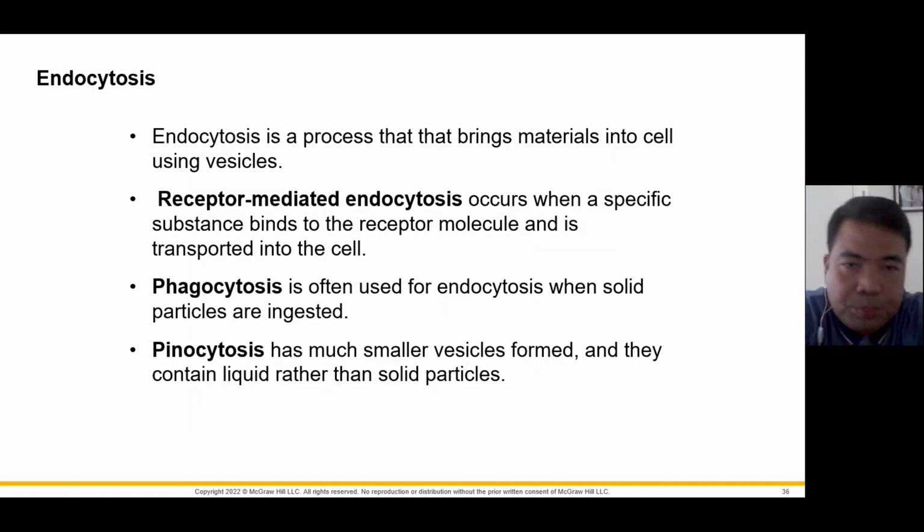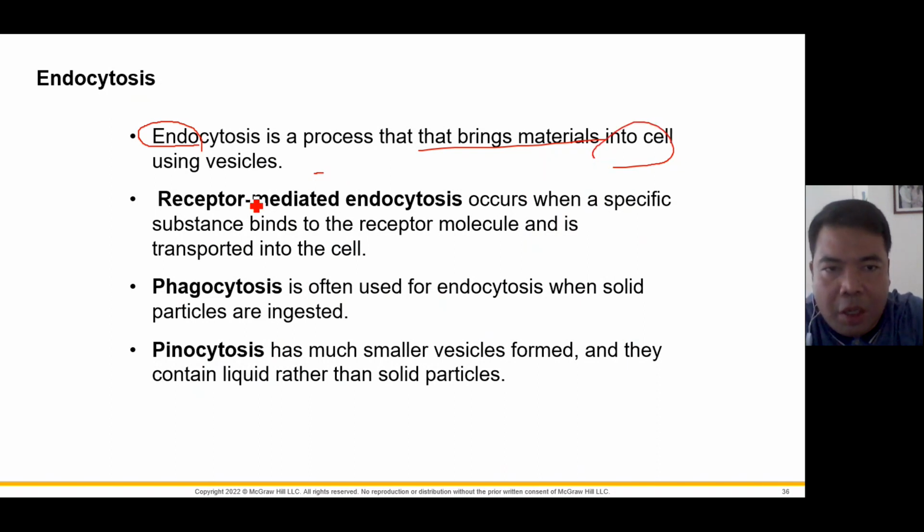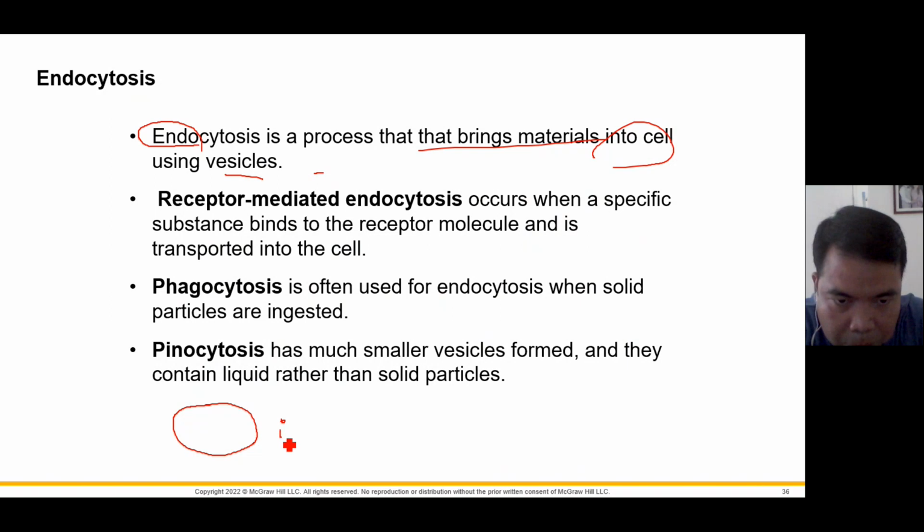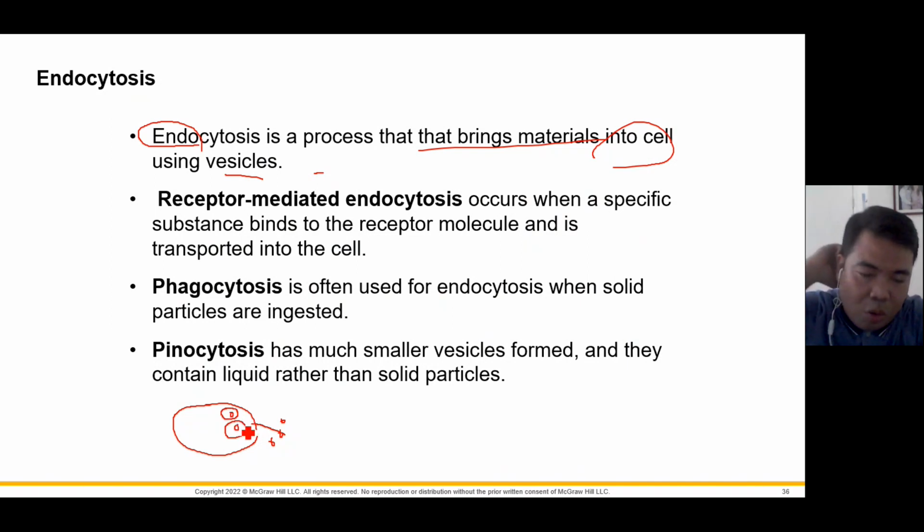Now, the other type of active transport mechanism is called endocytosis. Endo means inside. So therefore, it is a process that brings material into the cell using vesicles. Meaning, if this is the cell, and these are the materials that have to be brought inside the cell, pagpasok niyan sa loob, those materials will be enclosed inside membranous structures. And those membranous structures that enclose those substances that are transported inside the cell are called a vesicle.